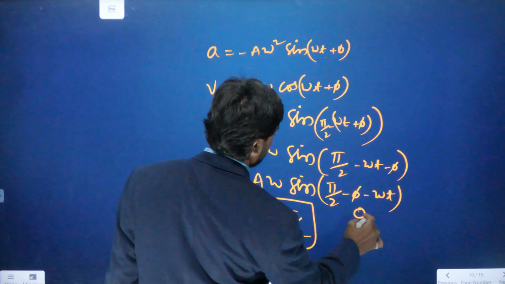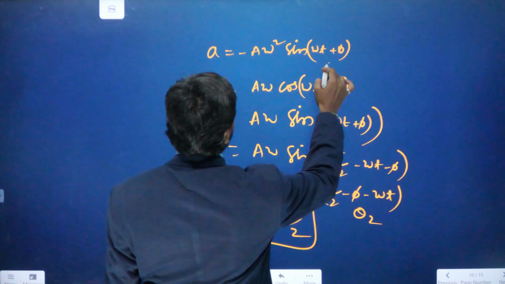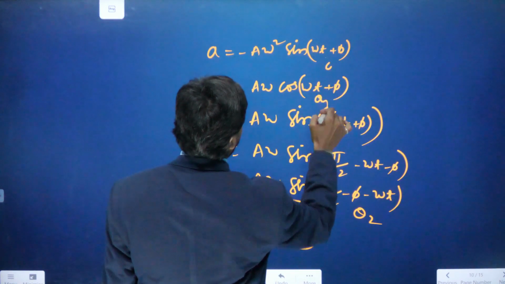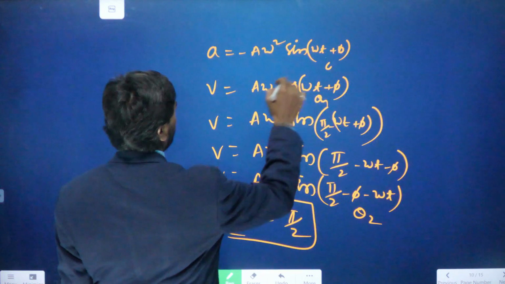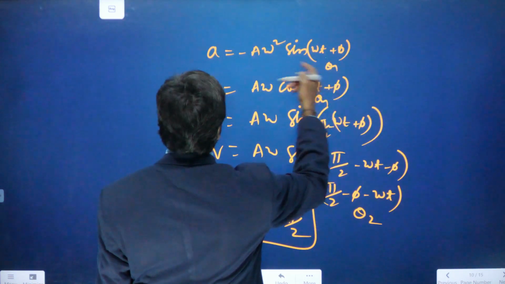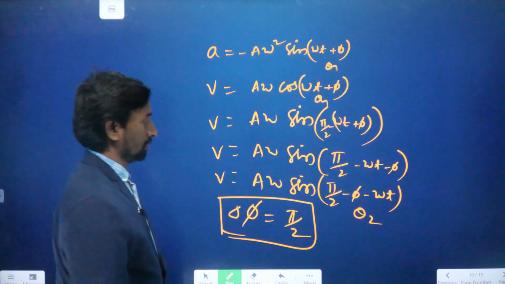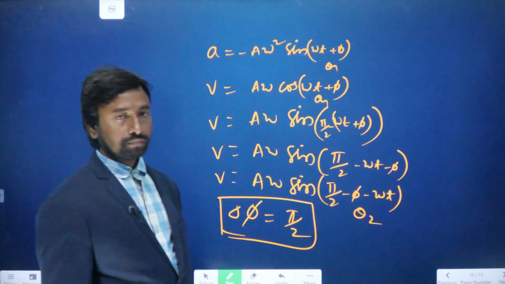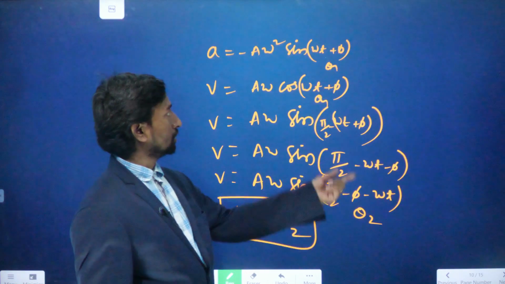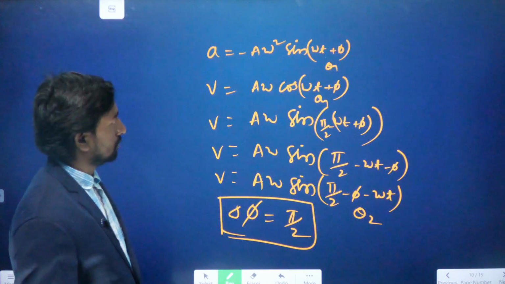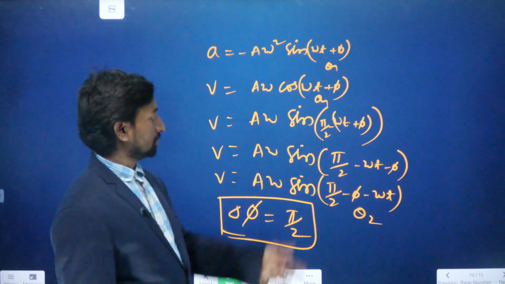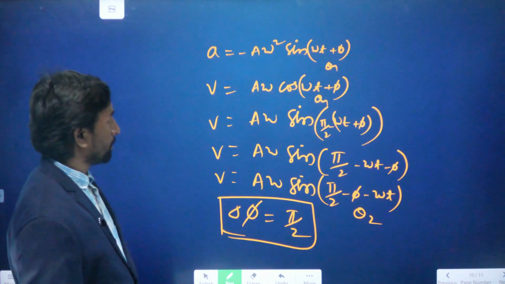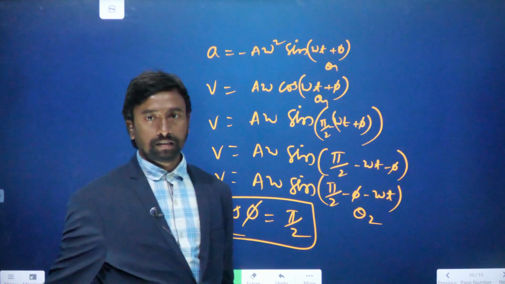Let us consider this is theta 2 and this is theta 1. So now compare here. They are asking about the acceleration, so you don't consider the amplitude there, only the phase angle. So theta 2 minus theta 1 we consider, and that will be cancelled here. Then we get 90 degrees there.